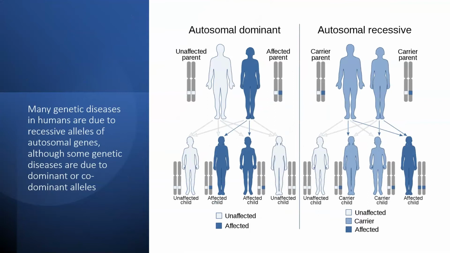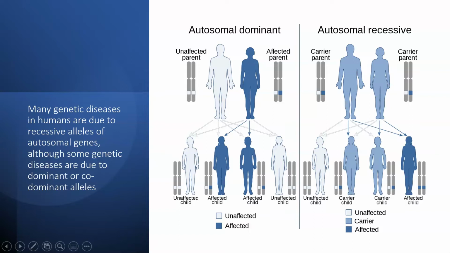Now, many genetic diseases in humans are due to recessive alleles of autosomal genes. The autosomal genes are our normal genes. Remembering our normal chromosomes are autosomal, and then we've got our sex chromosomes. So we're talking about the chromosomes that are not the sex chromosomes, and genes on there that are not on sex chromosomes. Although some genetic diseases are due to dominant and codominant alleles, we'll get to them in a minute. Let's have a look at our ideas around recessive and dominant here.